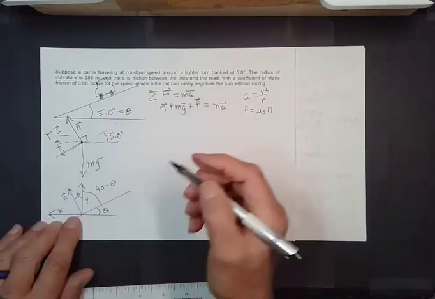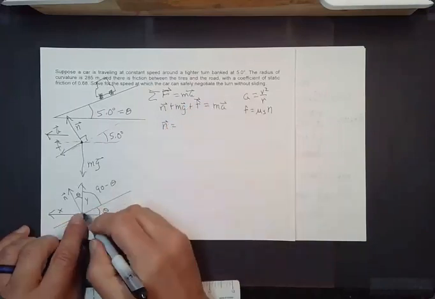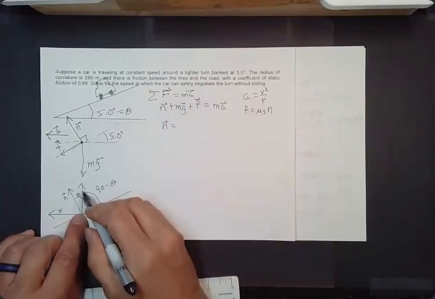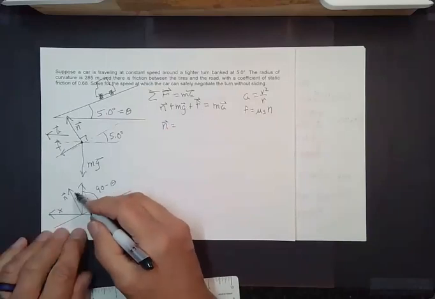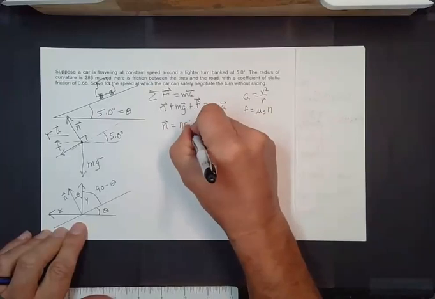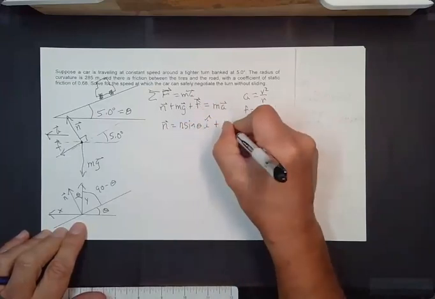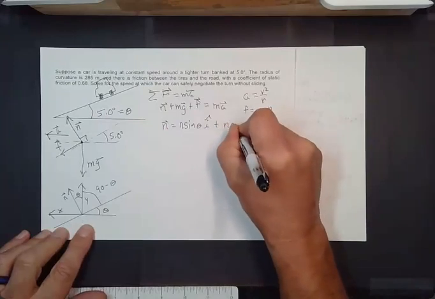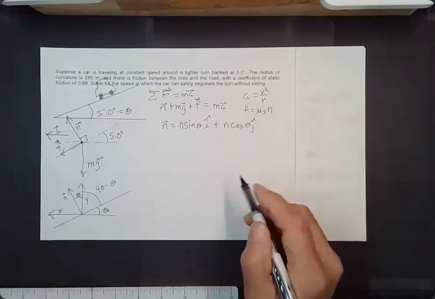Okay, so it looks to me like the normal force will equal n cosine theta in the i hat direction, excuse me, n sine theta in the i hat direction, plus n cos theta in the j hat direction. And you can kind of check that.